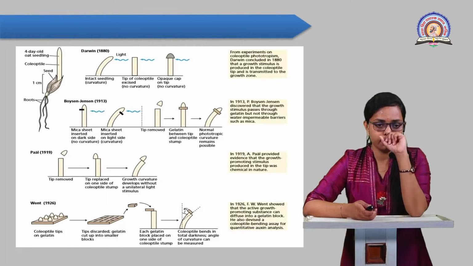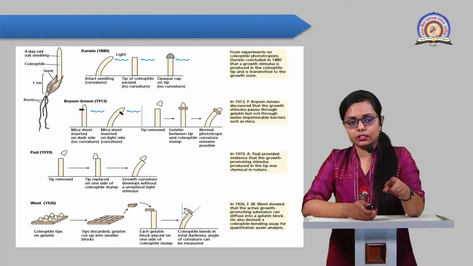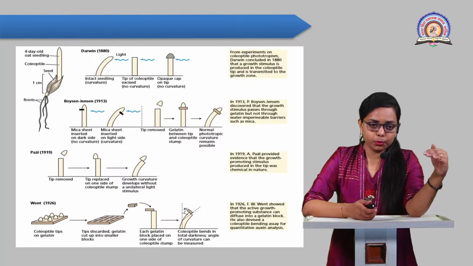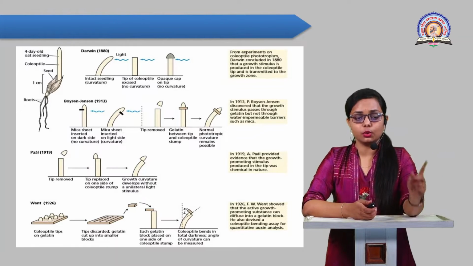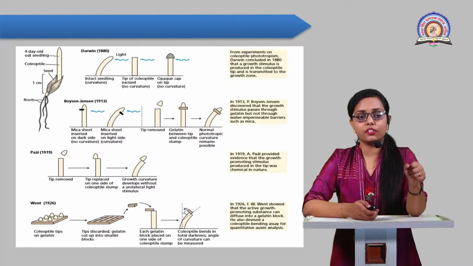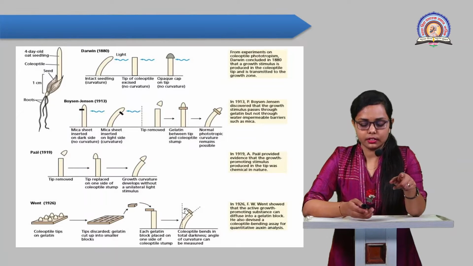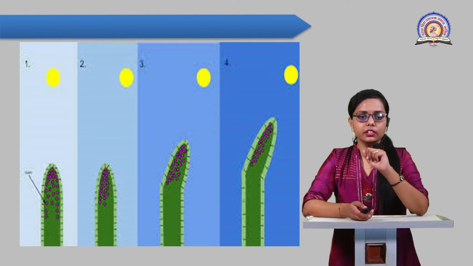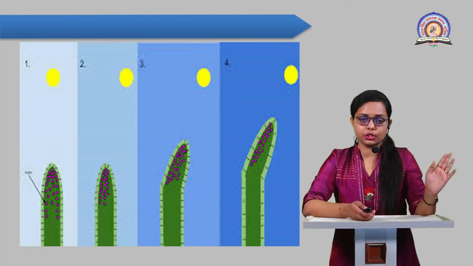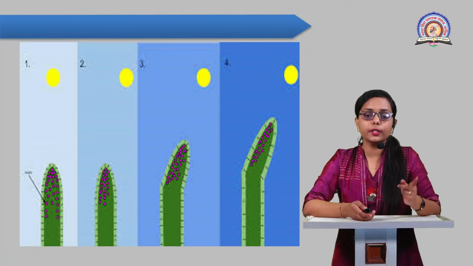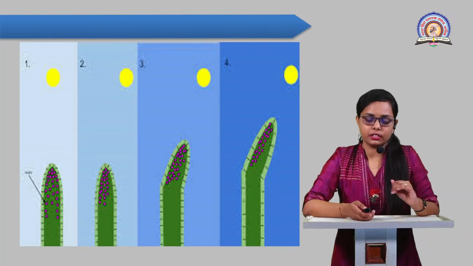Boysen-Jensen, observe the diagram again, the Boysen-Jensen experiment in 1913. See, they have put a mica sheet to the darker side. At that particular region only we have accumulation of auxin, and that is why it wouldn't bend. As you can see here, it hasn't bent because at this particular side, the darker side, it was having the mica sheet.